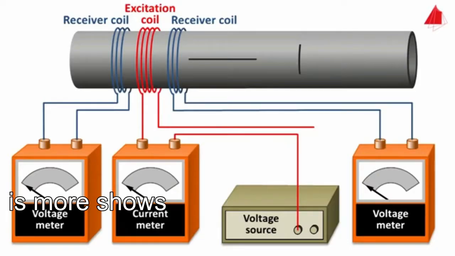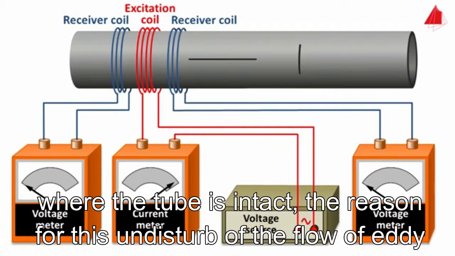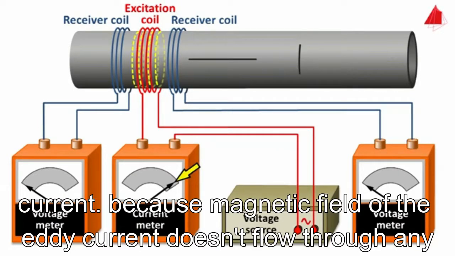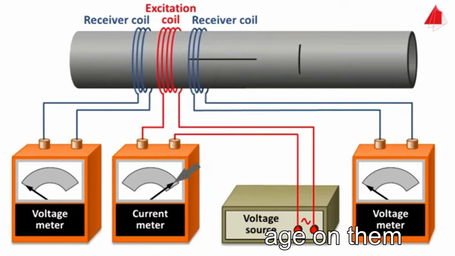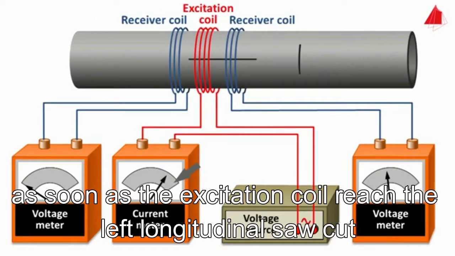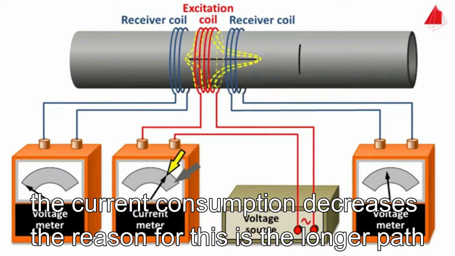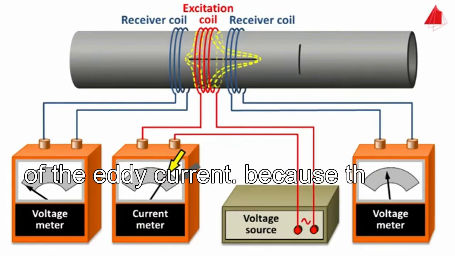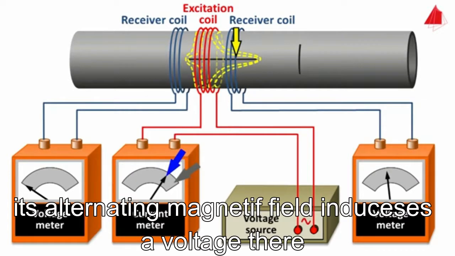The animation once more shows the physical background. The current consumption is high in an area where the tube is intact. The reason for this is the undisturbed flow of the eddy current. Because the magnetic field of the eddy current doesn't flow through any of the two receiver coils, we measure virtually no voltage on them. As soon as the excitation coil reaches the left end of the longitudinal saw cut, the current consumption decreases. The reason for this is the longer path of the eddy current. Because the eddy current now flows partly underneath the right receiver coil, its alternating magnetic field induces a voltage there.